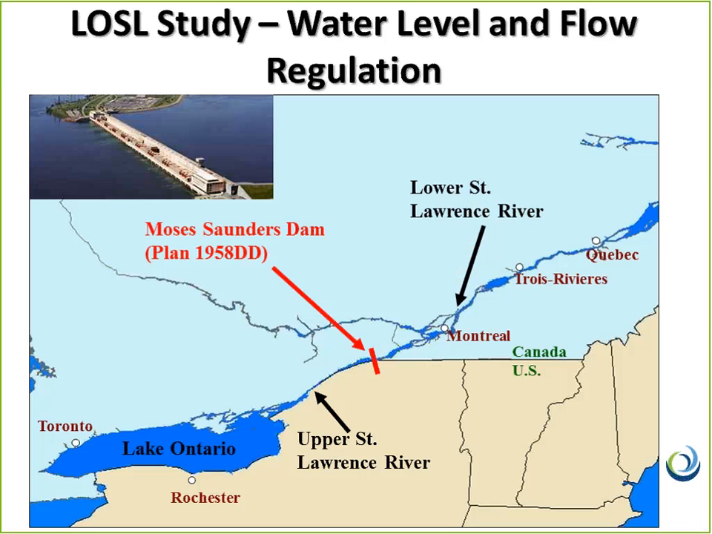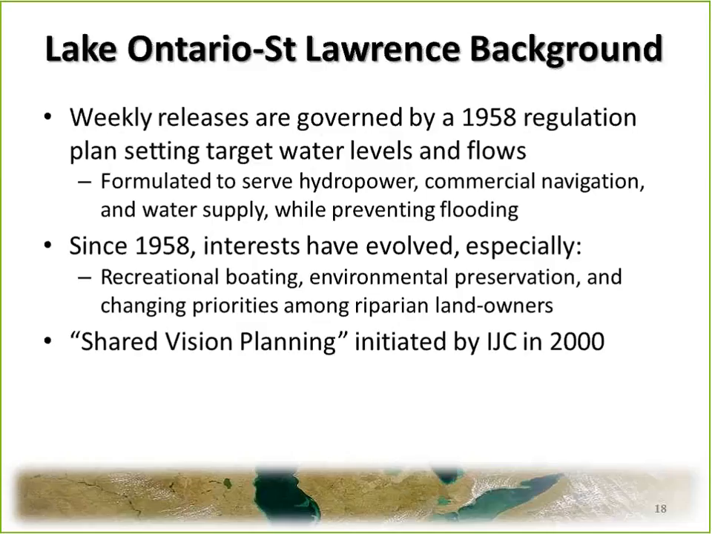So some background, let me go right to the map. Here's a map of Lake Ontario. It drains out the St. Lawrence River. Until the 50s, it was uncontrolled, but it was dammed and locks were built and bigger ships could get into the Great Lakes via the St. Lawrence Seaway. And one side effect was controlling the water level in Lake Ontario and the upper St. Lawrence with the Moses-Saunders Dam, according to a plan that was put together in 1958.